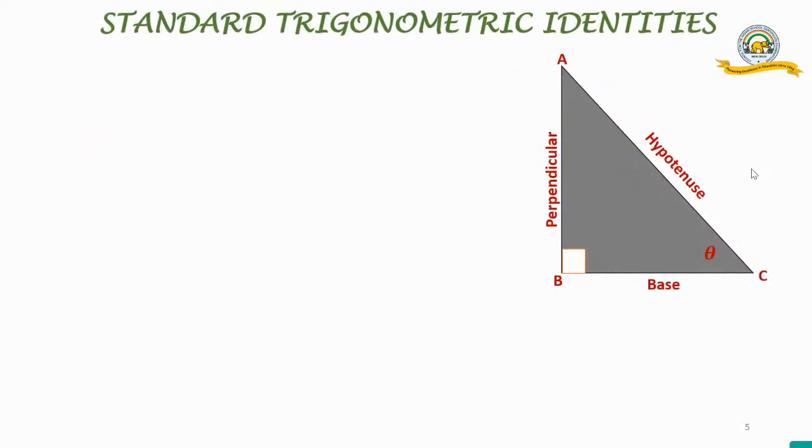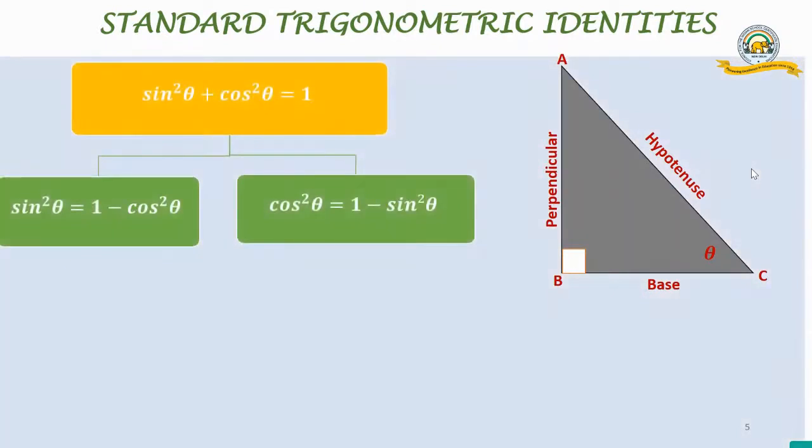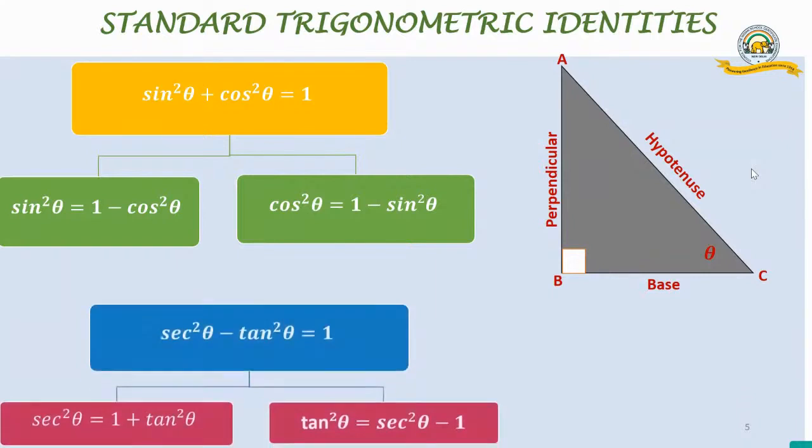Now some standard identities which we need, which we have already proved earlier. Today I am just giving you the standard identity. Sine squared theta plus cos squared theta equals 1, from which I can also write sine squared theta equals 1 minus cos squared theta, and cos squared theta equals 1 minus sine squared theta.